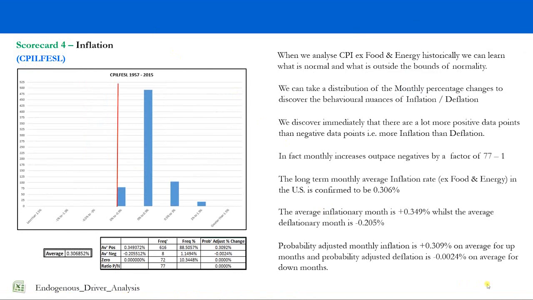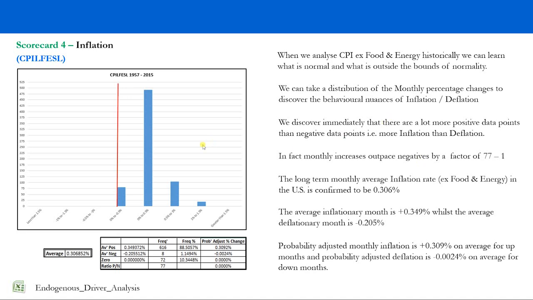So again, what we're trying to do here is analyze the CPI X food and energy historically, so we can learn what the normal situation is, so learn what is normal and also what is outside the bounds of normality. And to do that, we take the same approach. We take a distribution of monthly percentage changes and discover what the behavioral nuances are of inflation or deflation when we exclude food and energy prices.